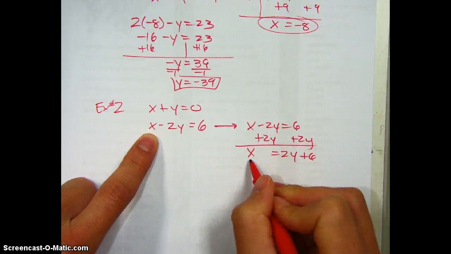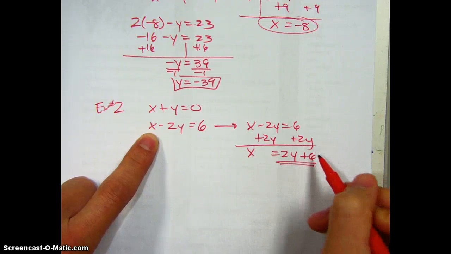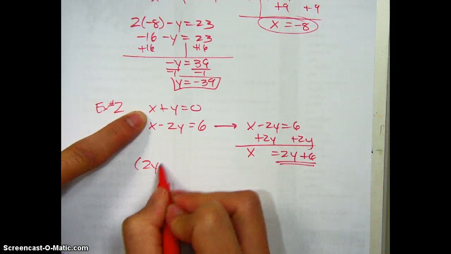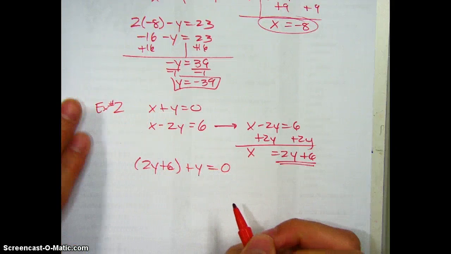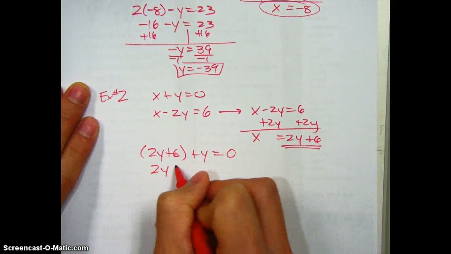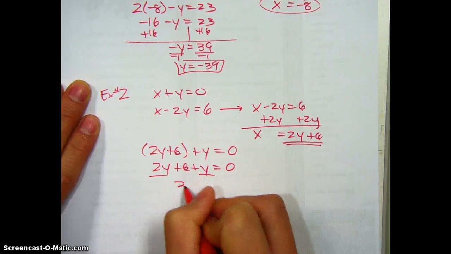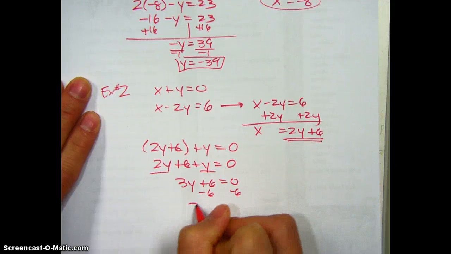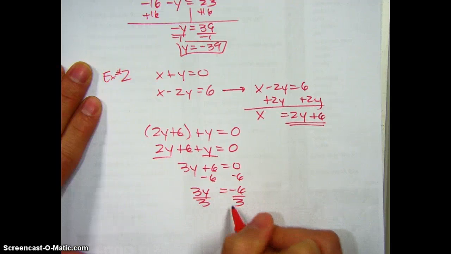Now that I have a variable by itself and isolated, I know where I can substitute this. So I'm going to go back to my original one, and instead of x, I'm going to put in 2y plus 6. For y, I'll leave it alone, and then I have equals 0. So I got 2y plus 6 plus y equals 0. Combine my like terms: 3y plus 6 equals 0. I can subtract 6 on both sides. 3y equals negative 6. And then lastly, I divide by 3.